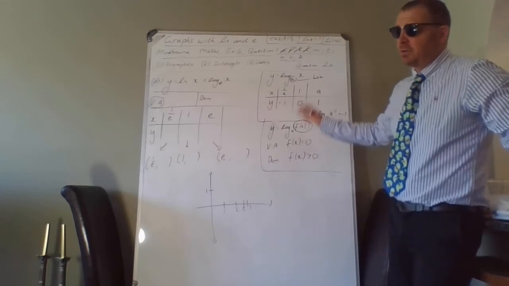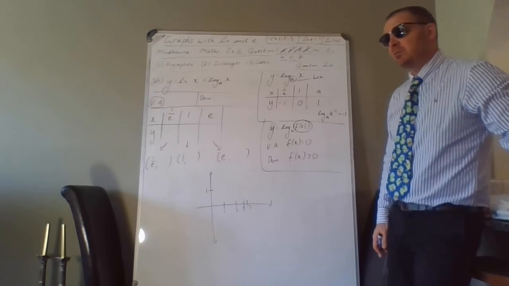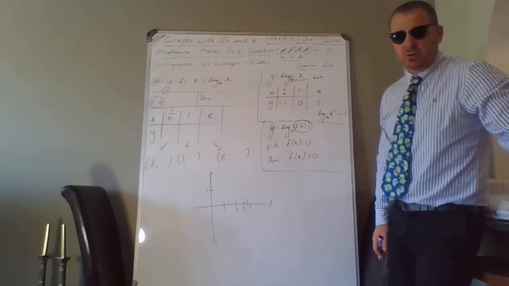For more complicated ones, I don't go through all those steps, because normally you've got to find an x-intercept and a y-intercept, and that combined with your asymptote is simply enough to draw the graph.